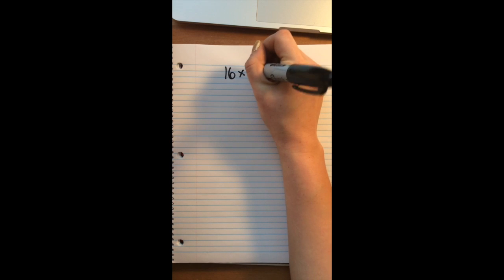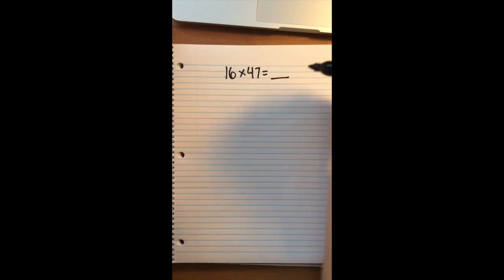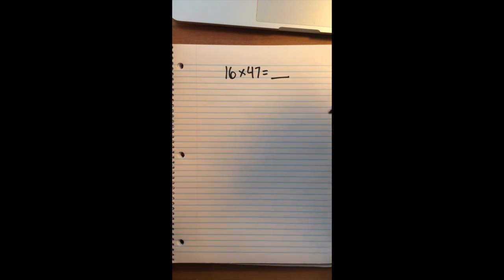Today I'm going to show you strategies to solve two-digit by two-digit multiplication problems. The example I'm going to use is 16 multiplied by 47, with 16 being the multiplier, 47 being the multiplicand, and the blank being the product or the answer. Now, however, due to the commutative property, the multiplier and the multiplicand can switch places and still get the same answer. So let's do this problem together.